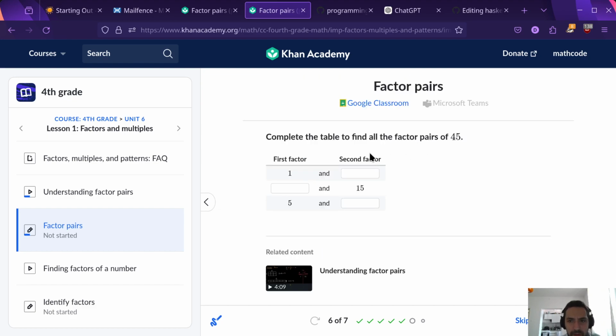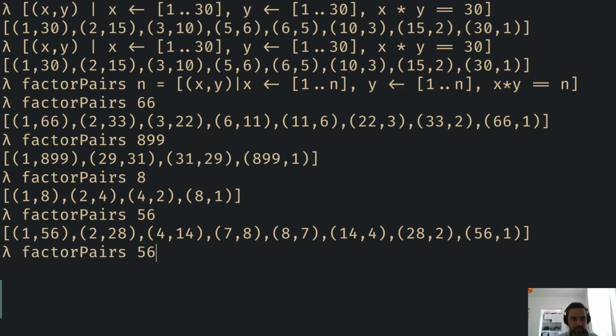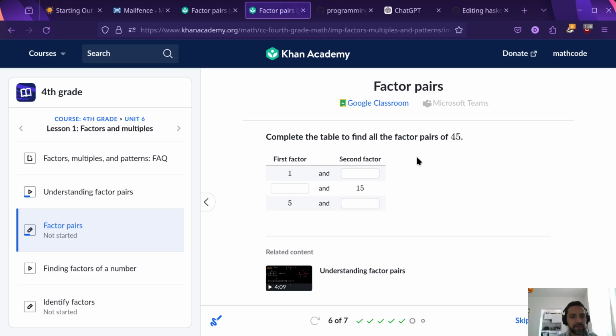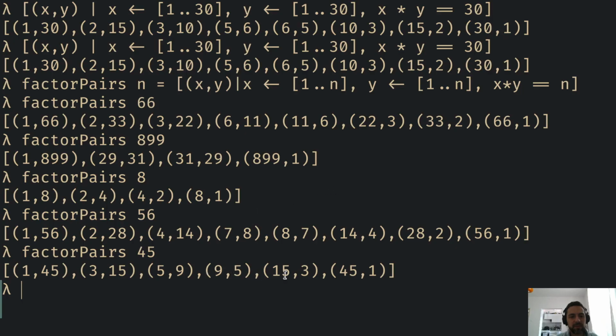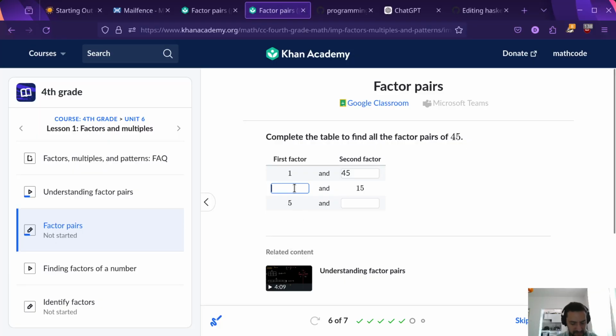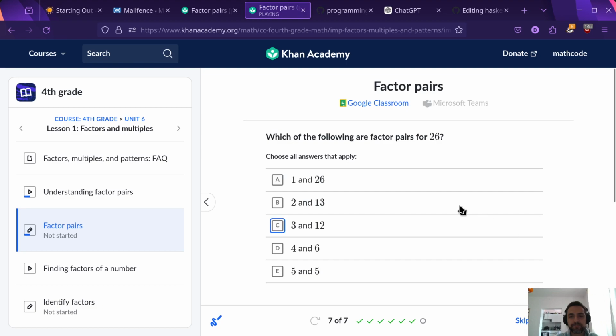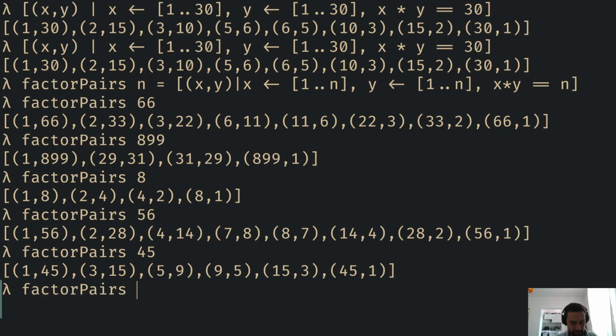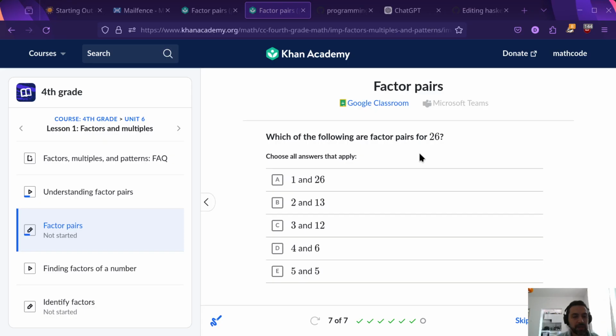Complete the table to find all the factor pairs of 45. 1 to 45, and 15 would be what? 3 and 15, 5 and 9. All right, check. Next question. Which of the following are factor pairs for 26? 1 to 26, right? 2 to 13, right? No, 2 to 26, that's it.